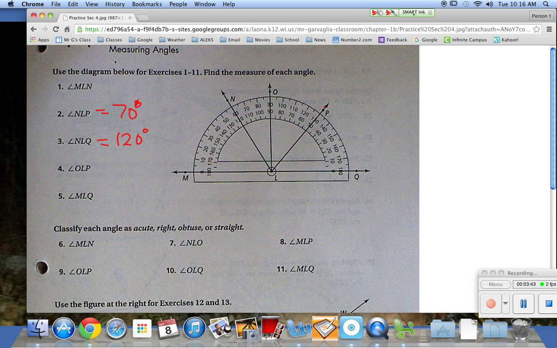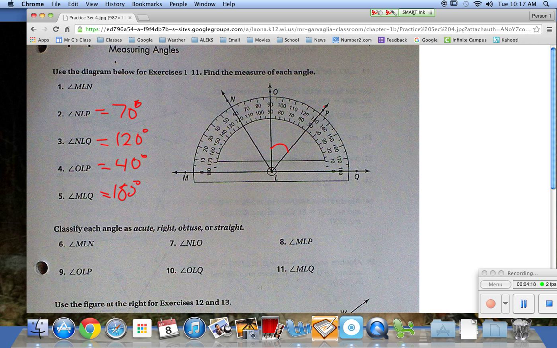Trevor, OLP. What's my measurement on that? What is it? 10, 20, 30, 40. 40 degrees. Amber, MLQ. What is it? 180. It goes all the way across here, right? We already know that's 180 degrees.